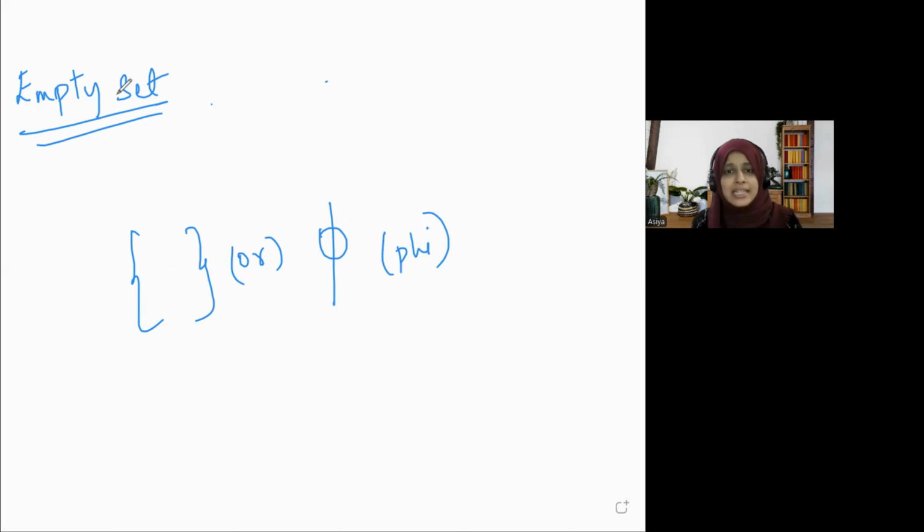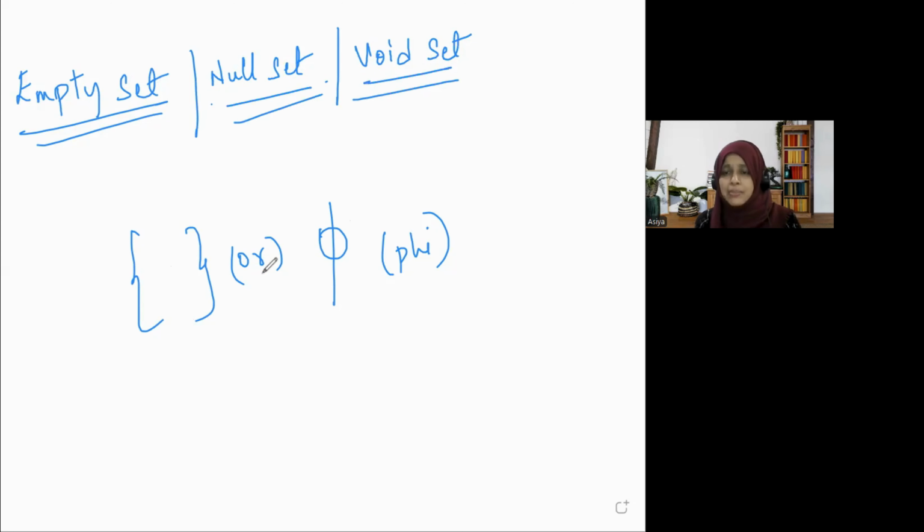Now, there are two other names for an empty set. One is called a null set, and the other name that we have got is a void set. So all these three mean one and the same. And this is how I represent a null set.